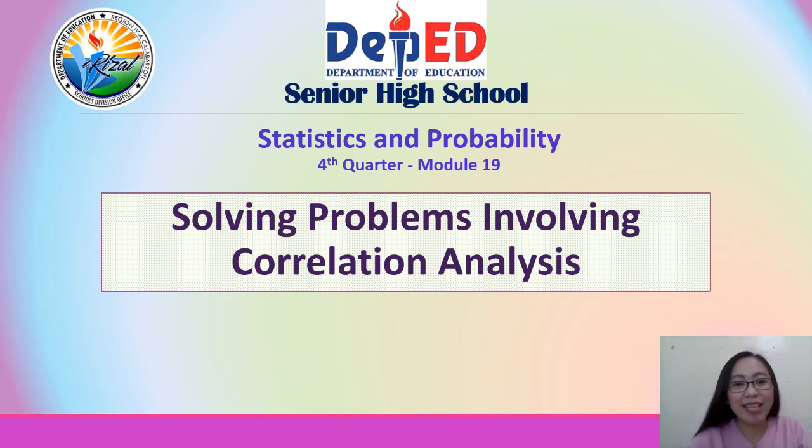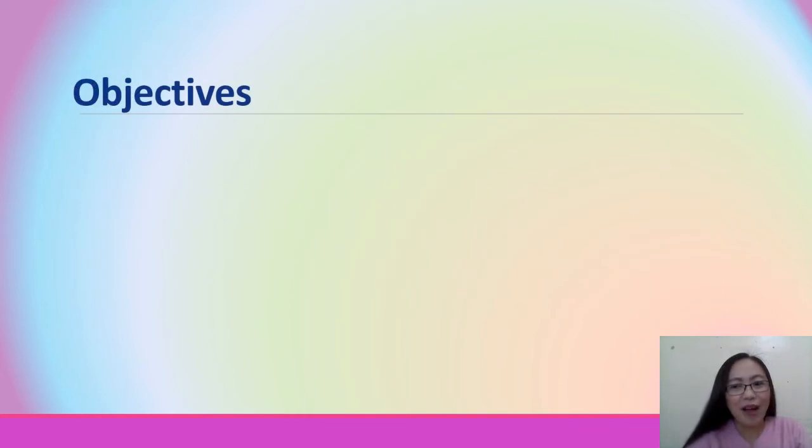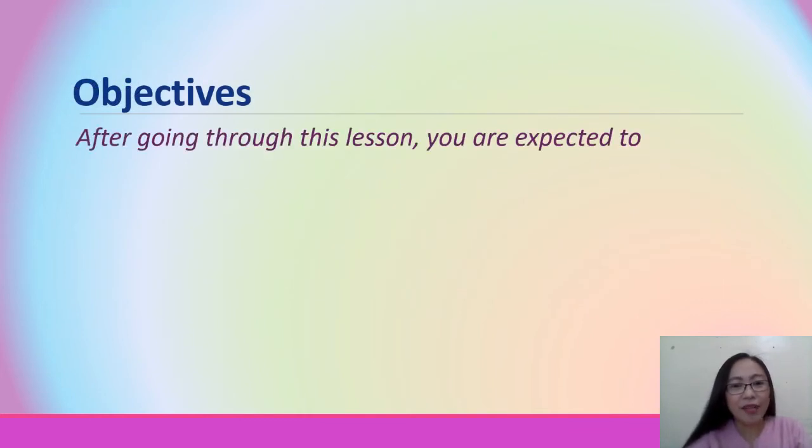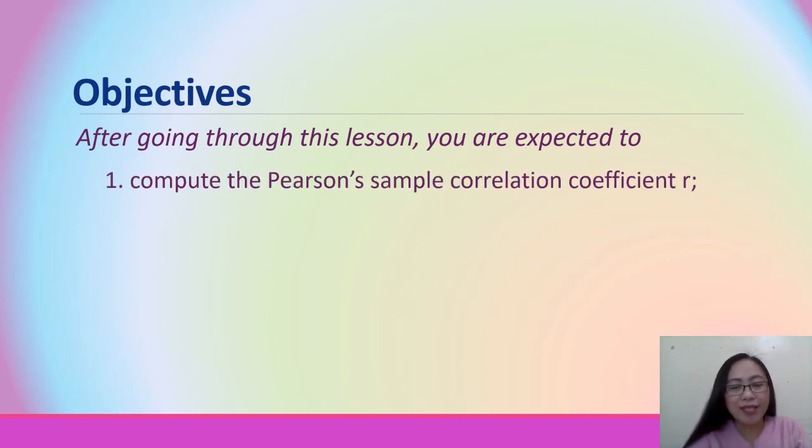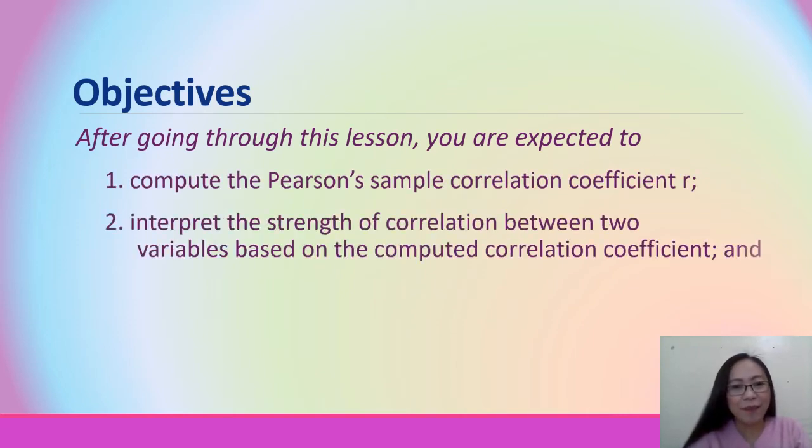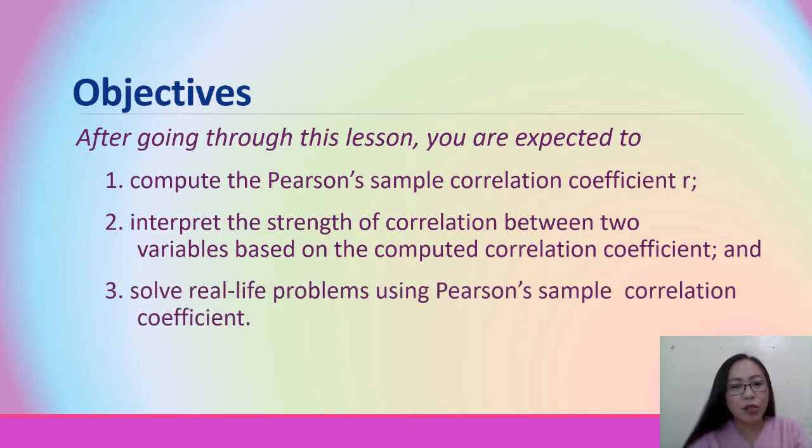Our topic today is solving problems involving correlation analysis. For our objectives, after going through this lesson, you are expected to, number 1, compute the Pearson sample correlation coefficient r, number 2, interpret the strength of correlation between two variables based on the computed correlation coefficient, and number 3, solve real-life problems using Pearson sample correlation coefficient.